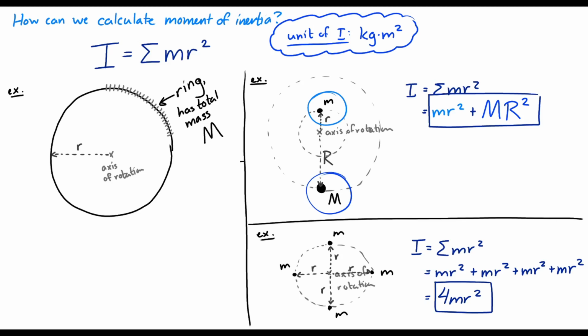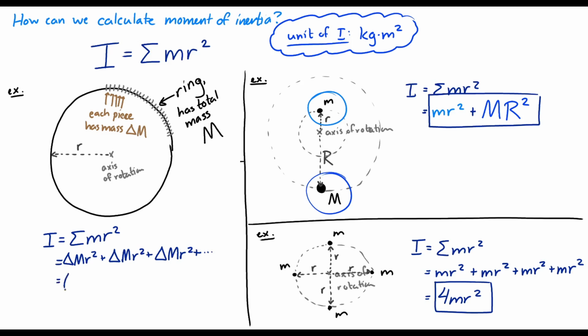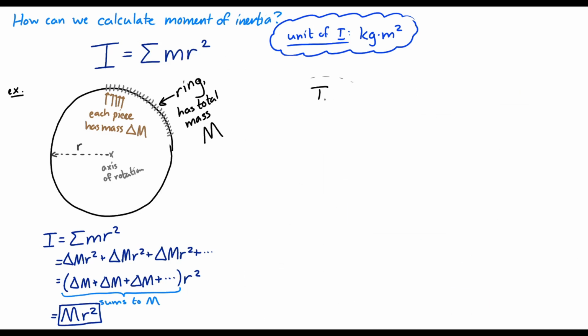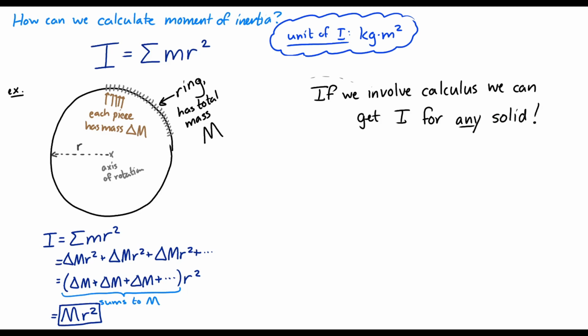Well, if we imagine breaking it up into all these little tiny bits, each with a mass, call it delta m, then the moment of inertia would be each delta m times r squared, and then you sum all of them together. Well, if I sum all of the little delta m's, I just get the total mass of the ring. So the moment of inertia for the entire ring is just the mass of the ring times r squared. And if we were to involve calculus, we could calculate the moments of inertia for many different solids, but that's beyond the scope of what we're going to do. Instead, we're going to move on to another idea.